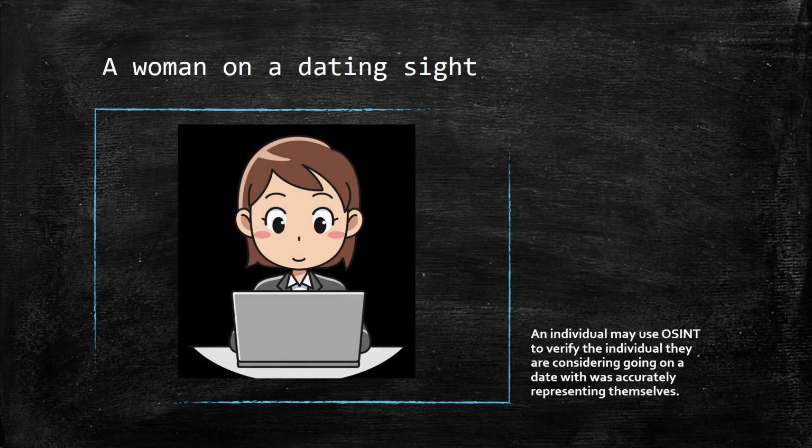Now, for people on dating sites, in this example, a woman on a dating site, they may use open source intelligence to verify the individual they're considering going on a date, to see how accurately they're representing themselves. Photos that people are using on their profile, different information that they're giving. A person could potentially use that information and say, take the photo, do a reverse image search, and we'll get into what reverse image searching is. Essentially, we take that photo, we feed it into Google, Bing, Yandex, all these other tools, and it comes back with where else that photo was used.